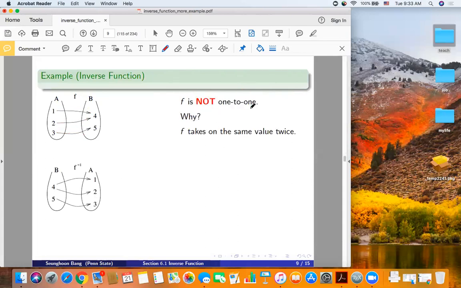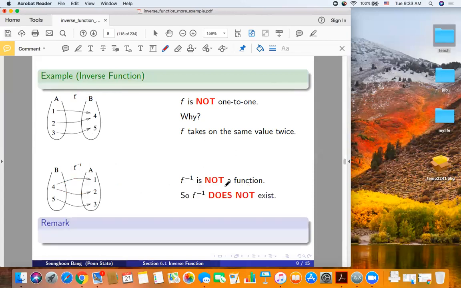Is it 1-to-1? No, because the function f is not 1-to-1. So the inverse function does not exist, because one value is going to two values. This is not a function. The inverse function does not exist. Remark, this is one important thing: if f is not 1-to-1, what's the conclusion? The inverse function does not exist. This is one important thing.